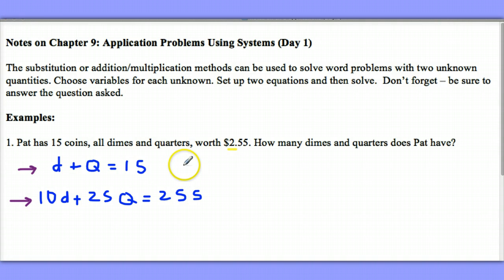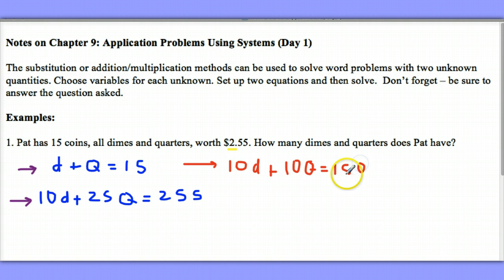The first thing I'm going to do is rewrite the top equation by multiplying both sides of the equation by 10. This will allow me to eliminate the variable d when I subtract the 2 equations. So I'm going to have 10d plus 10q equals 150. Make sure you multiply both the left and right side of the equation by 10.